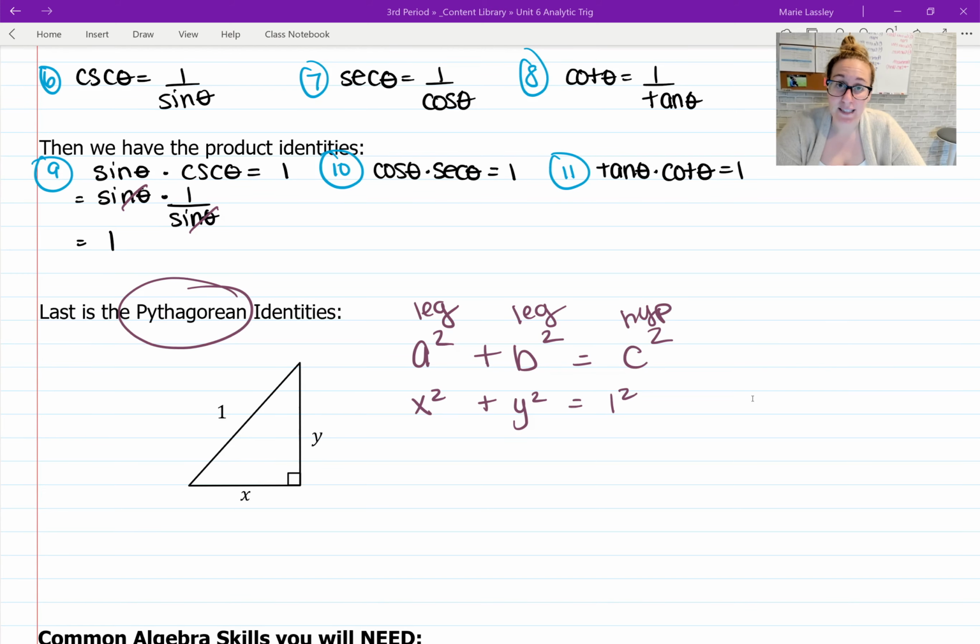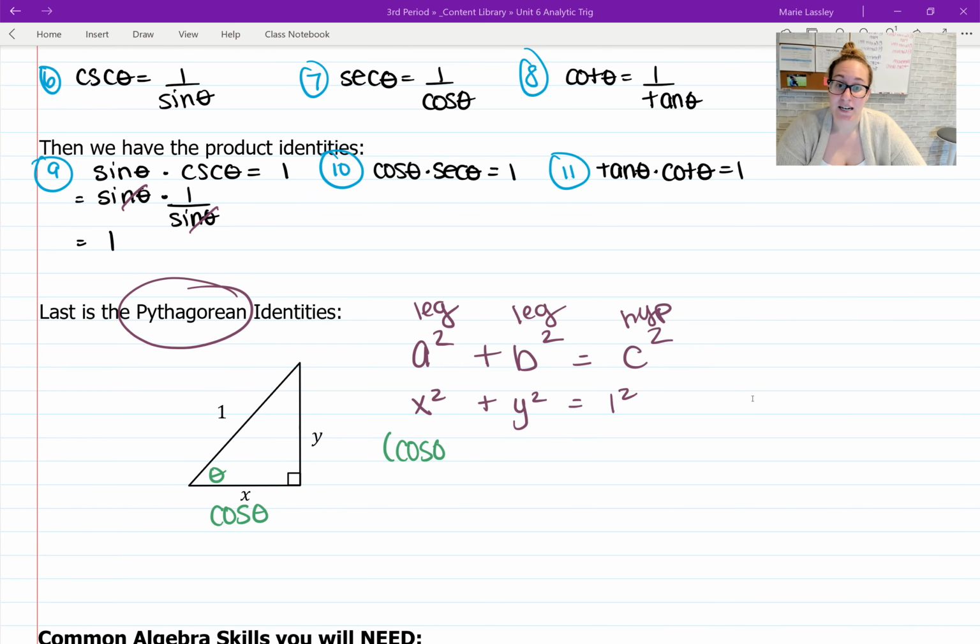Now since this is a triangle with a hypotenuse of 1, I know that my x is equivalent to the cosine of my angle. There's our angle theta. Our x value is equal to cosine of theta, because if we do adjacent over hypotenuse, it gives us just x over 1. So we know that our cosine value is our x value. So right here we have cosine theta squared.